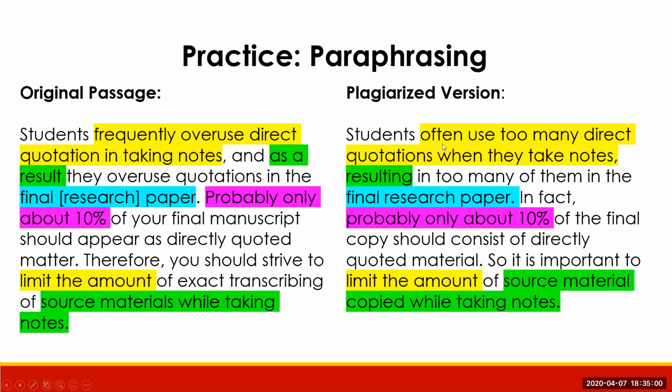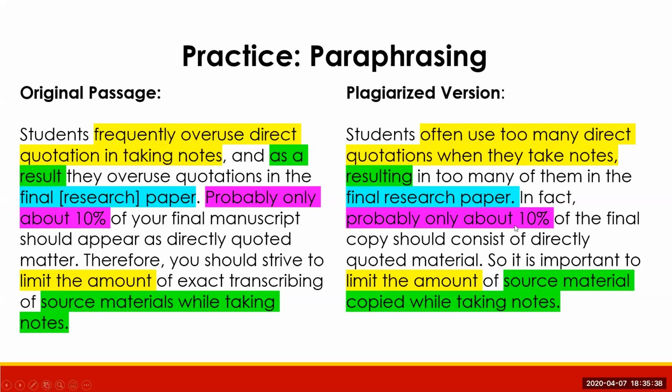They change "frequently" to "often." They change "overuse" to "use too many." Again, "direct quotation" is exactly the same, and "in taking notes" is changed to "when they take notes." They essentially just change phrasing, but it's all exactly the same. Syntax, formatting, not much is changing here. Second is "as a result," they change to "resulting." Again, very similar. They change "final (parentheses) research paper" to "final research paper." So they just get rid of the parentheses.